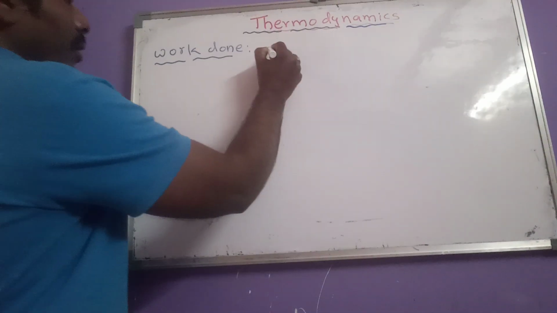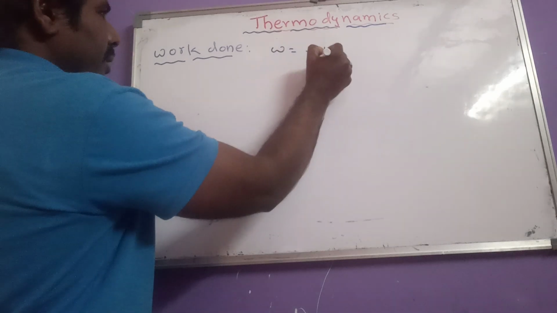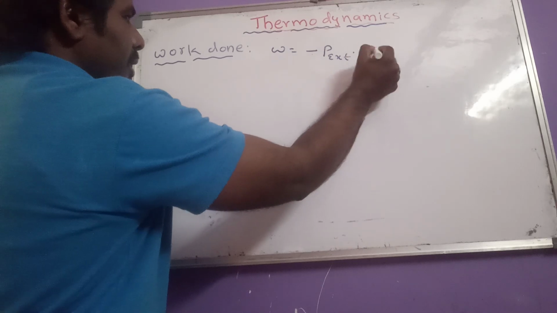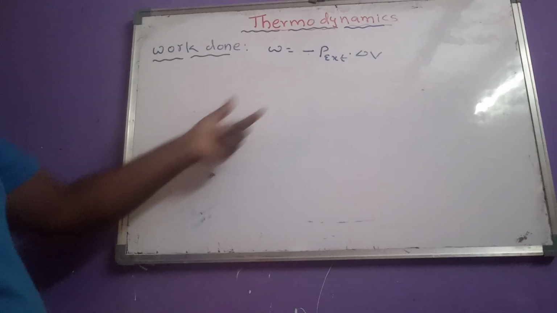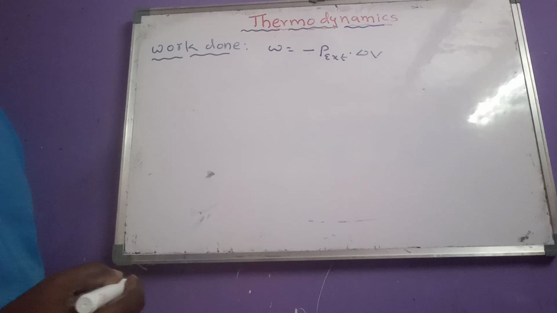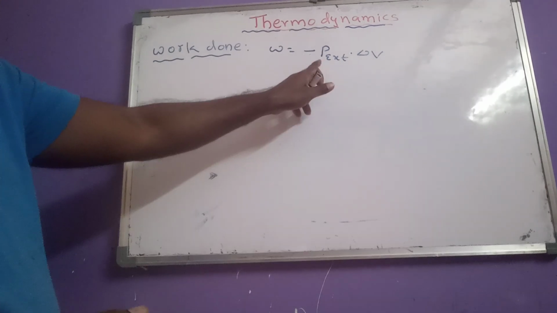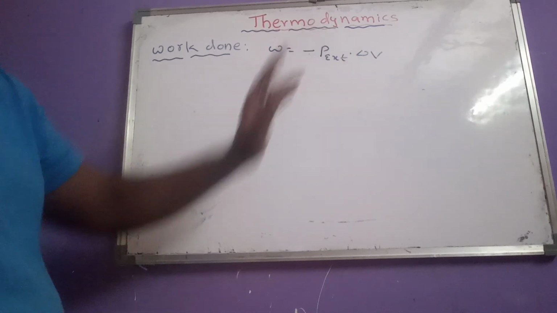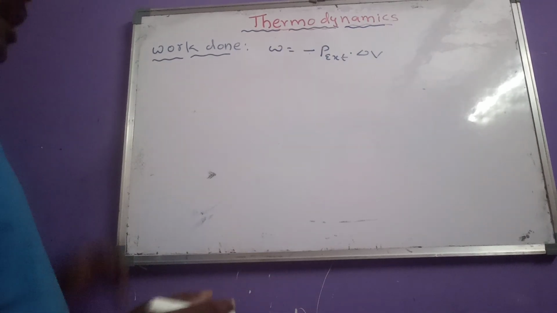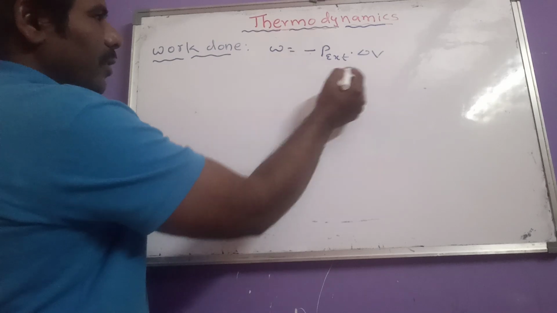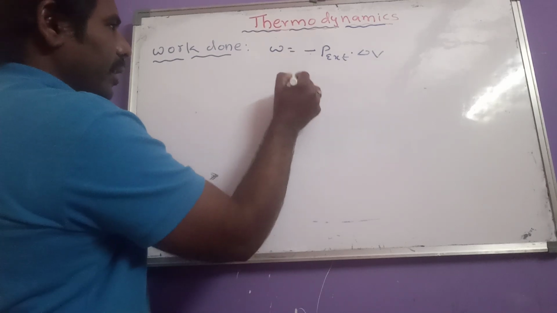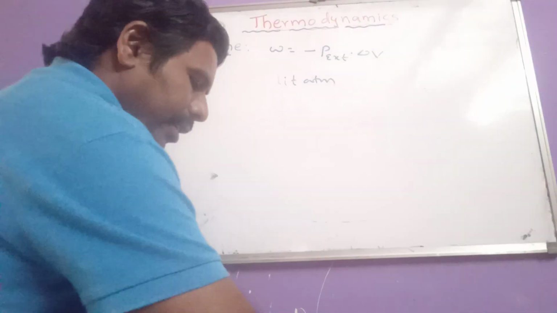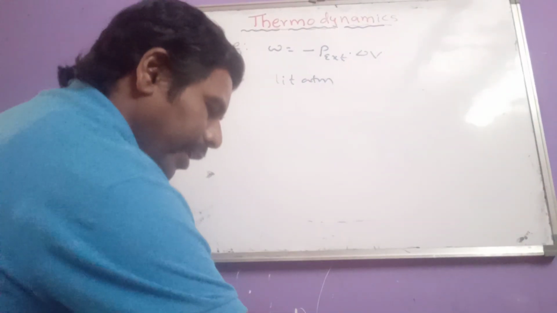Now how can we write the work done expression? See here, the work done expression is against an external pressure, with change in volume delta V. So this is the expression for work done. Here P external means the external pressure and delta V is the change in volume. And the units of work done here we get in liter atmosphere.